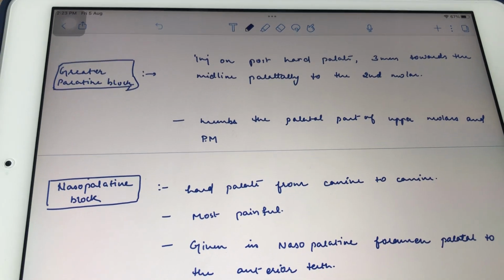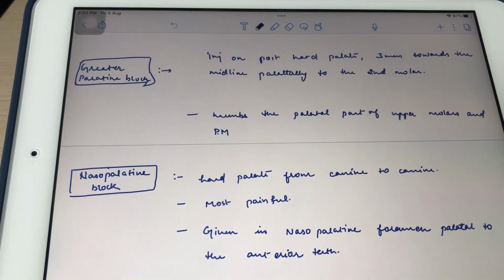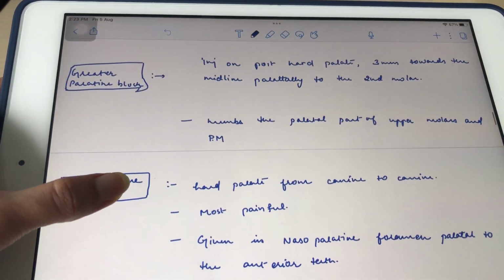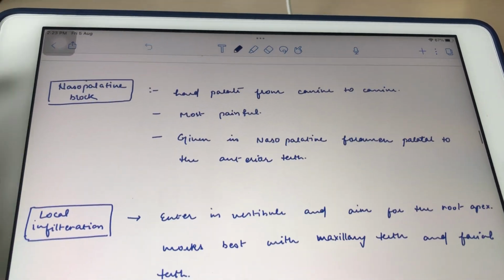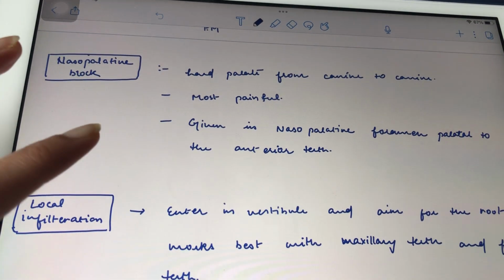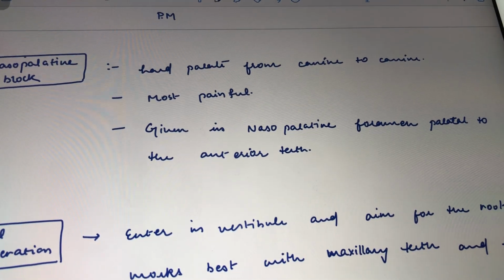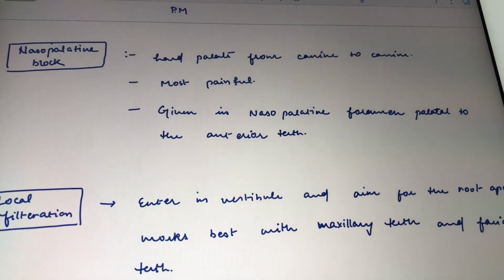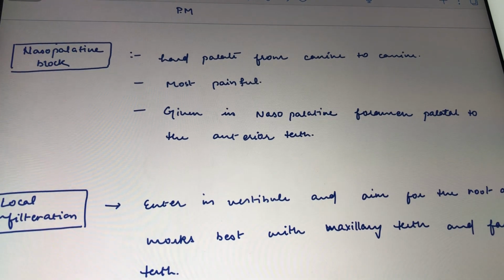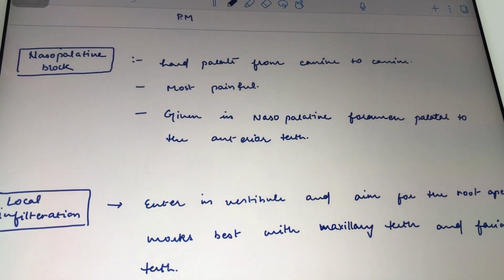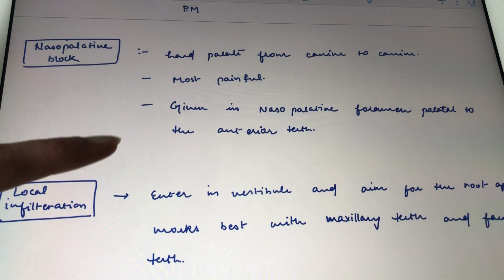Now comes the nasopalatine block. The nasopalatine block is given when numbness of the palatal side is required from canine to canine. It is considered the most painful block and is given at the nasopalatine foramen, palatal to the anterior teeth.